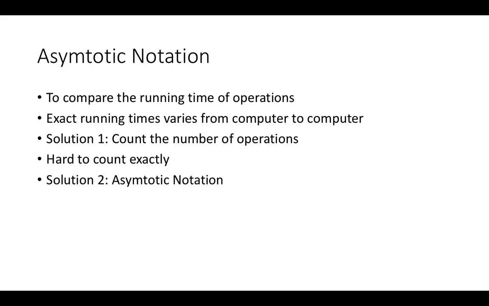Okay, something in data structures and algorithms we deal with is asymptotic notation. Why do we have asymptotic notation?